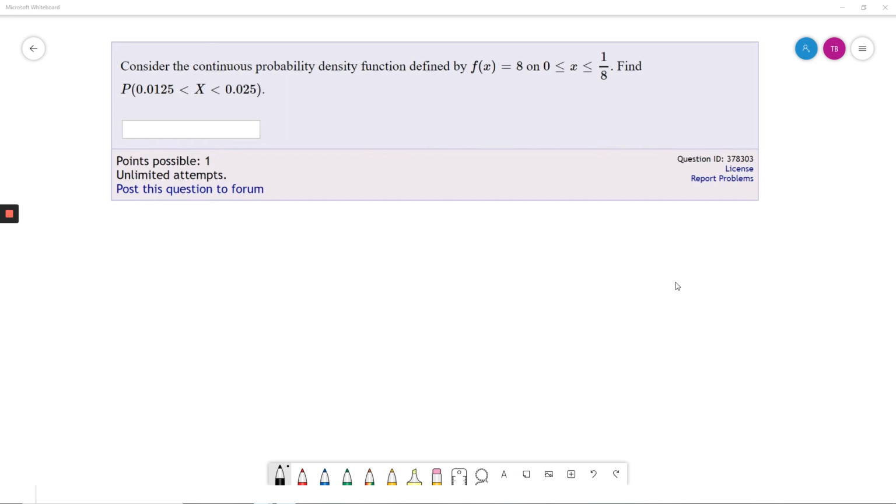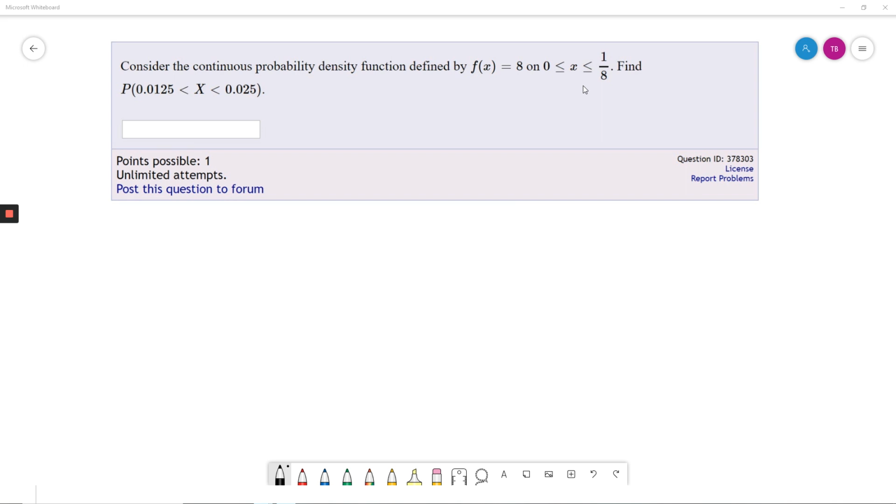Consider the continuous probability density function defined by f of x equals 8 on the region where x is between 0 and 1/8. Find the probability that x is between 0.0125 and 0.025. Okay, so the first thing we want to do is make sure we understand visually what kind of area we're dealing with here. So let's sketch out this area.